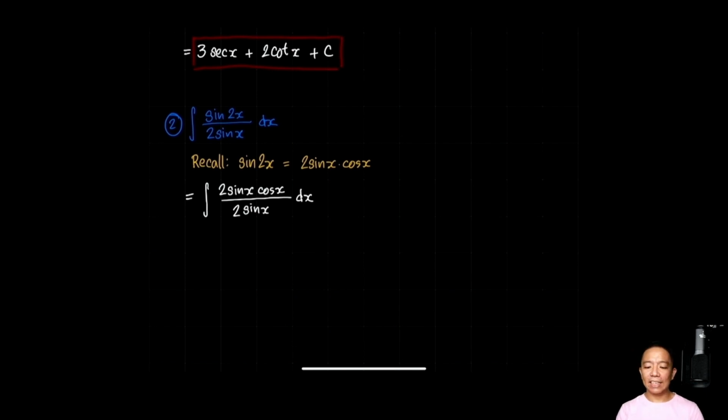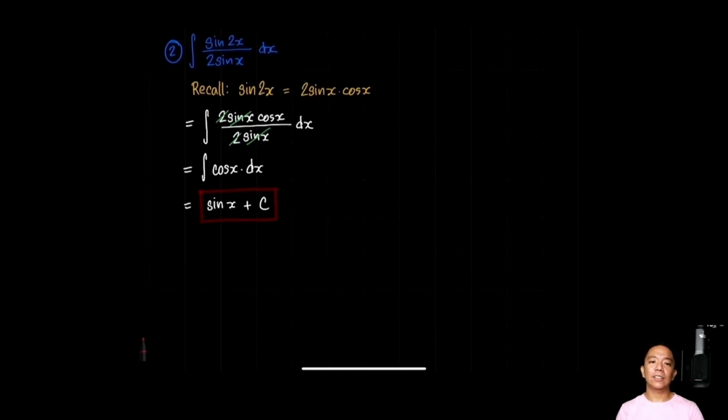Because we can see that the 2 and the sin x cancel in both the numerator and denominator. This simplifies to the general antiderivative of cosine x, and you're almost done. It's just equal to sin x. Of course, plus our constant of integration. We highlight our final answer.